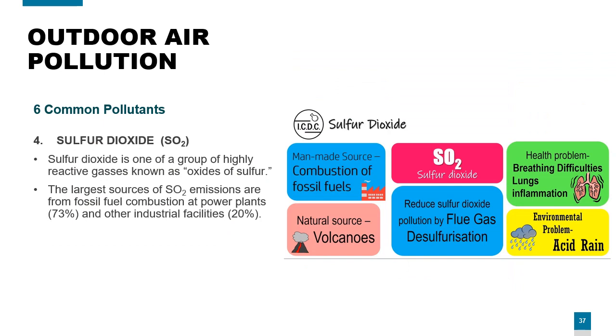Okay, so we have here the sulfur dioxide, and the sulfur dioxide as one of the common pollutants is one of the group of highly reactive gases known as oxides of sulfur. So the largest sources of the sulfur dioxide emissions are from fossil fuels, combustion, and power plants, okay? Di ba, 73% of the sulfur dioxide comes from the power plants and other industrial facilities, and 20% ang galing sa industrial facilities, okay?